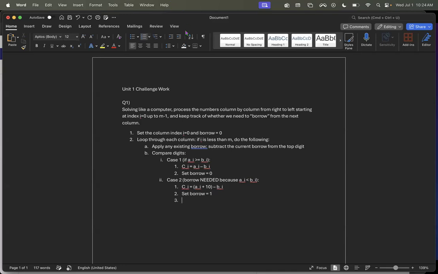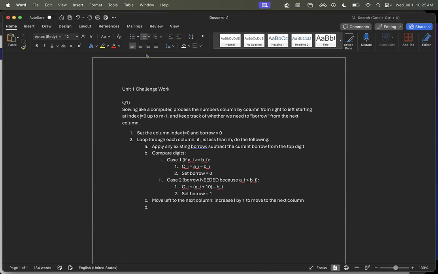Now we've gone over our two cases. So now we're going to move to the next column, that is, move left. We're going to increase i, the index, by 1 to move to the next column. And I'm sorry, that is actually the last step in the loop right there.